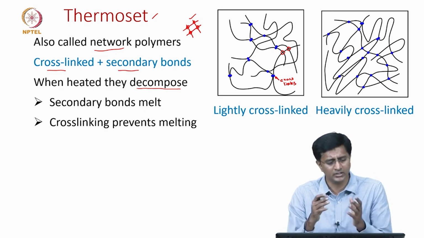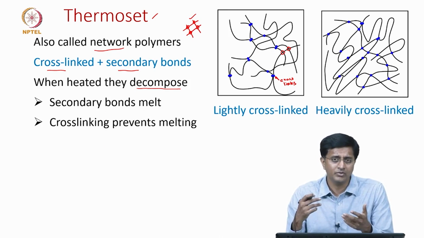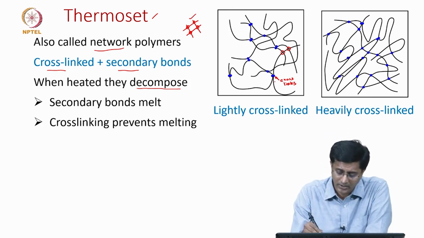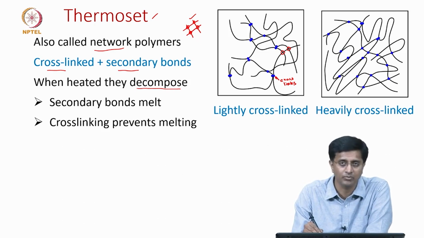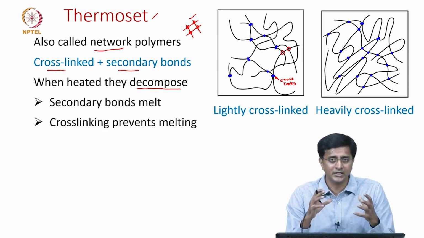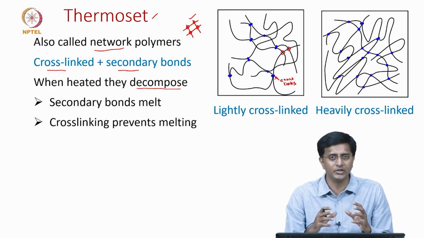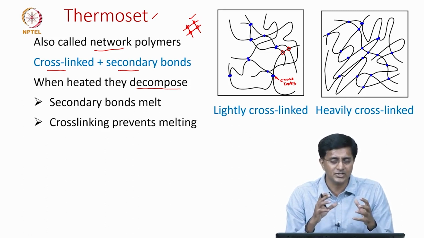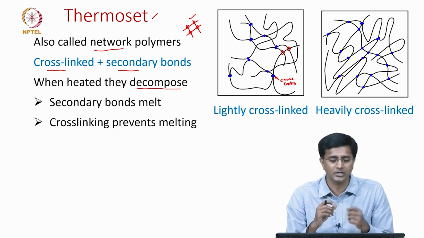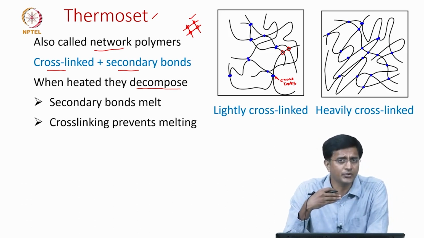After they melt, the polymer becomes slightly softer, but then the heat probably is not sufficient to break these cross links or the covalent bonds. Since they are not able to break these covalent bonds, that structure or the shape of the polymer is retained. Though the secondary bonds are melted, because of the cross links, the shape or structure of the polymer is maintained. But what happens if we continue to heat?